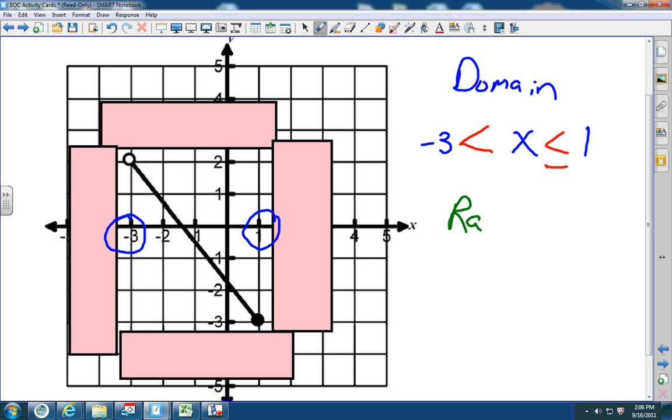Range. My range is my y. It goes up and down. The lowest point right here is -3. The highest point it goes up to is 2. My arrows are going to point to the left. Down here at the bottom at -3, it's a shaded circle. That means equal to. Up here at the top, it is an open circle, so I leave it alone.